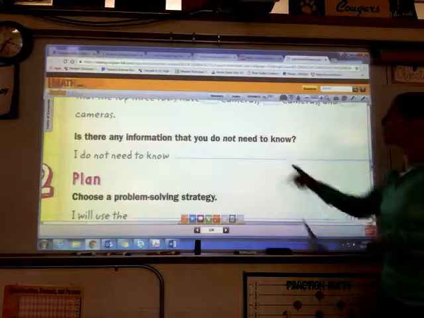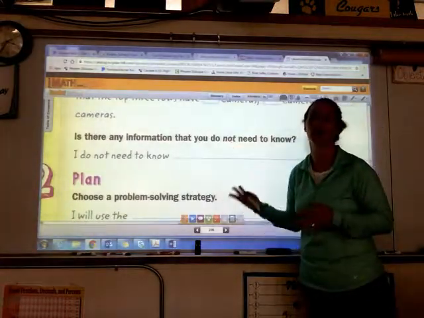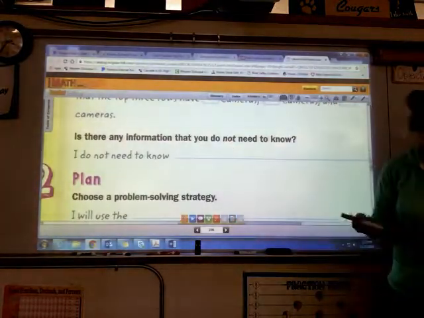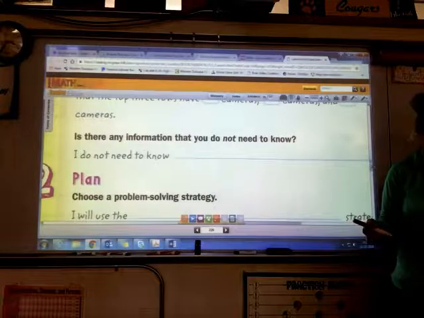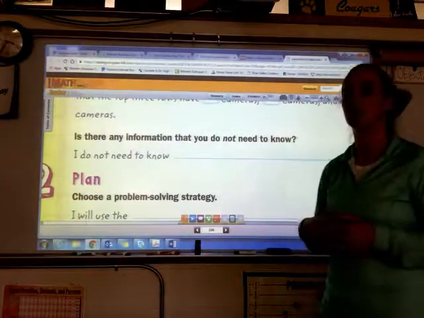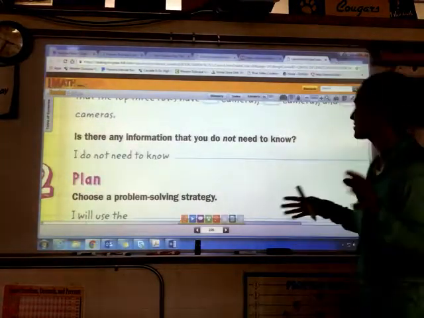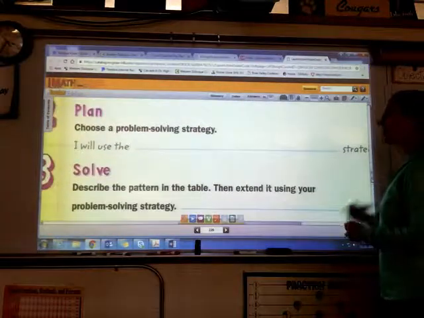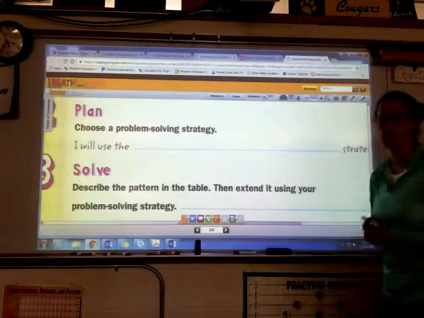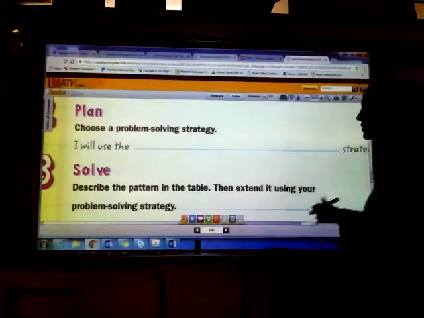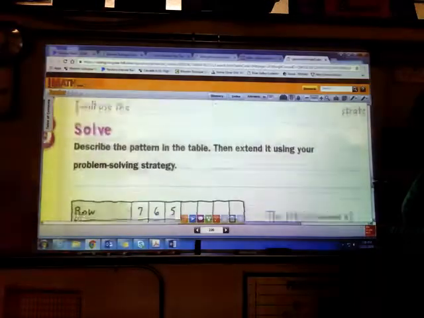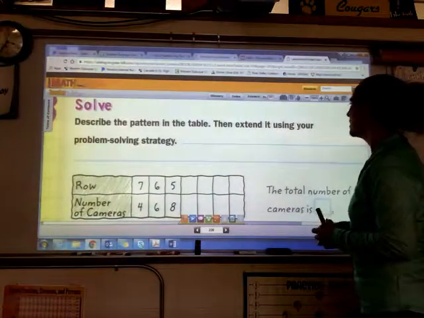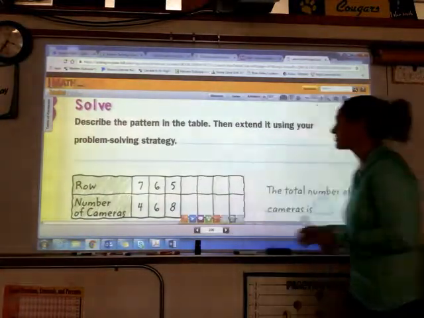Is there any information that you do not need to know? Be thinking about what you do not need to know. Okay, information that we probably do not need to know is the fact that the objects that are stacked are digital cameras. We just need to know how many rows there are. Choosing the problem-solving strategy, we're working on looking for a pattern, so that's going to be our focus today. Solving, describing the pattern in the table, and then we're going to extend it using our problem-solving strategy.